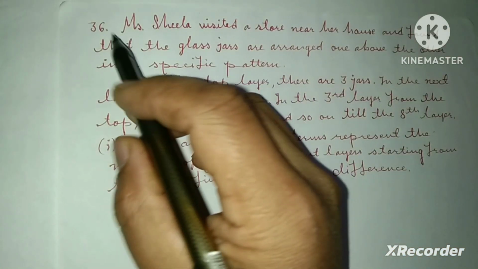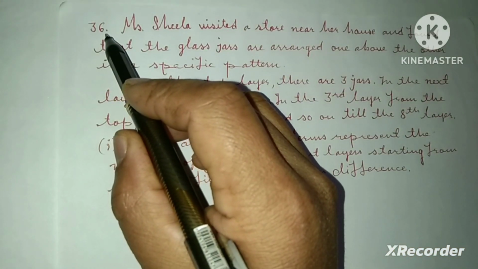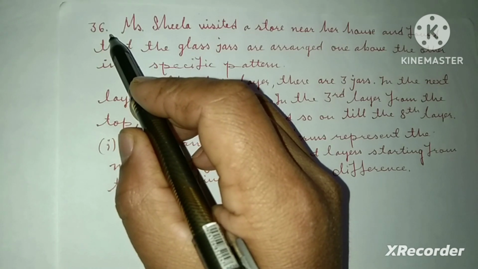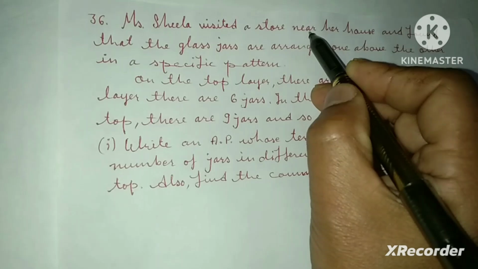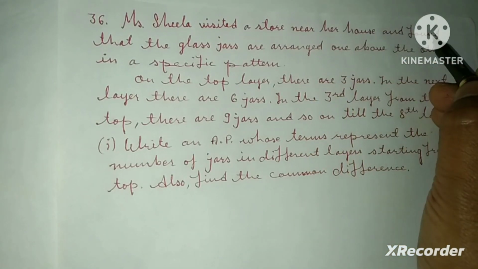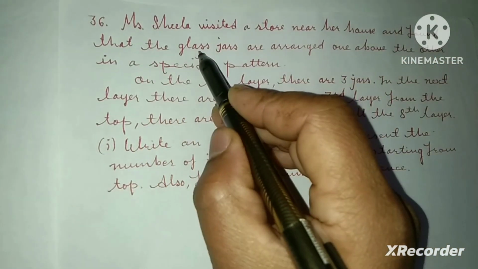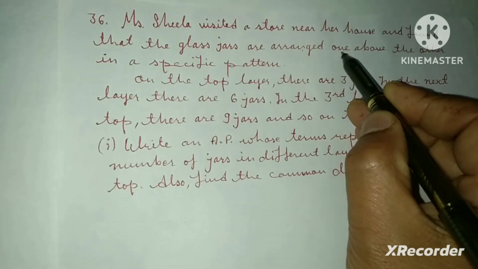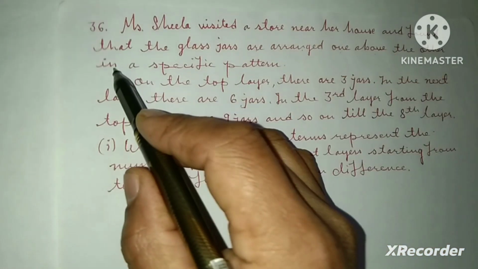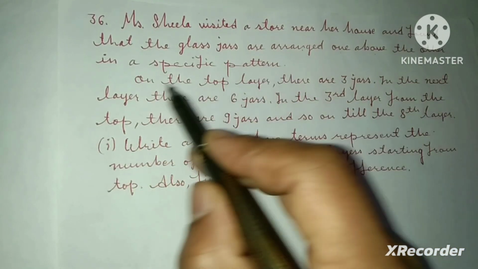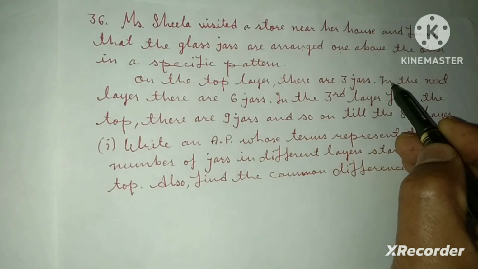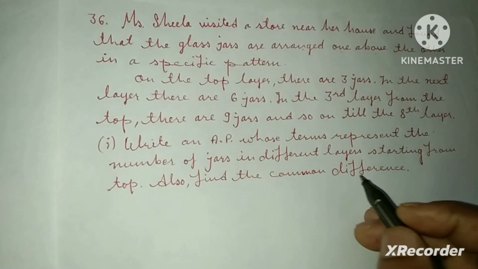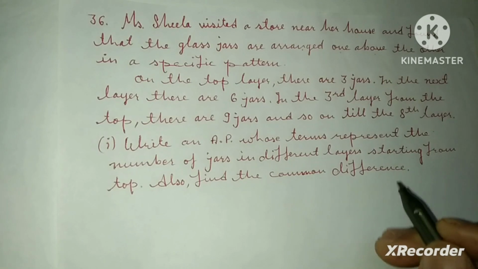Question number 36, and this question is given from the lesson AP, right? The question is, Miss Sheila visited a store near her house and found that the glass jars are arranged one above the other in a specific pattern. On the top layer there are 3 jars. According to these questions, glass jars are arranged in such a way.